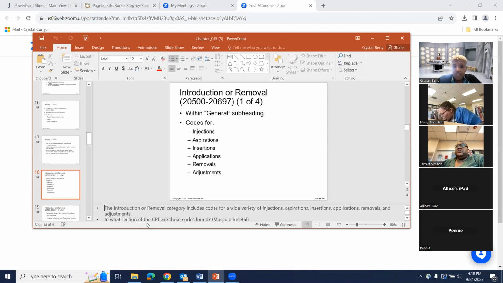In what section of the CPT are these codes found? You all know that's on your exam. What section are these things found? The general introduction or removal. It's found in the musculoskeletal system.